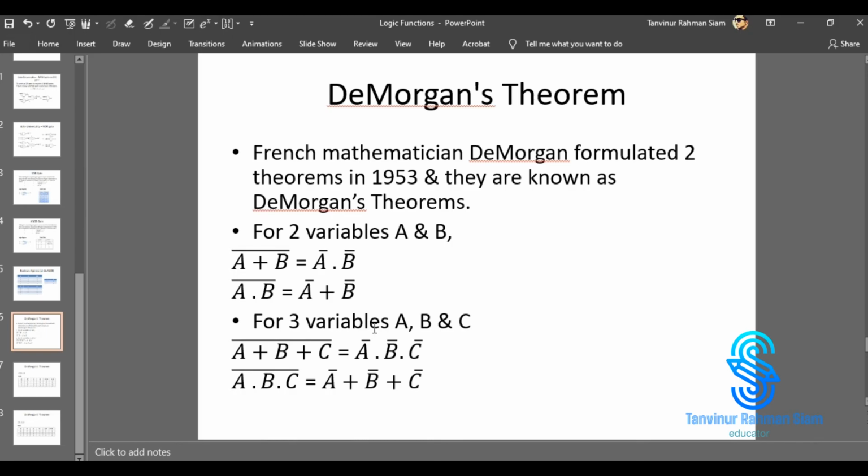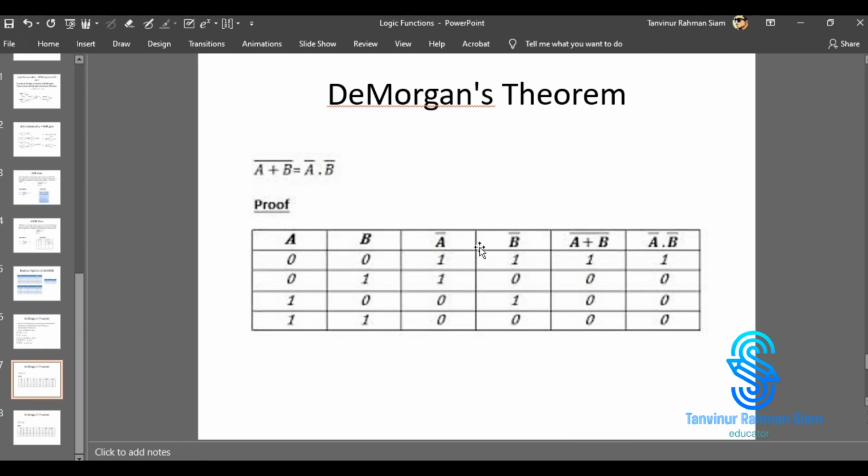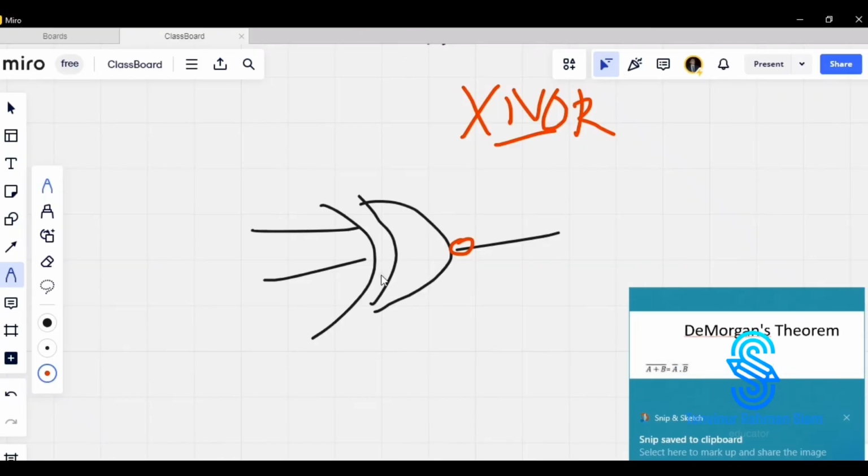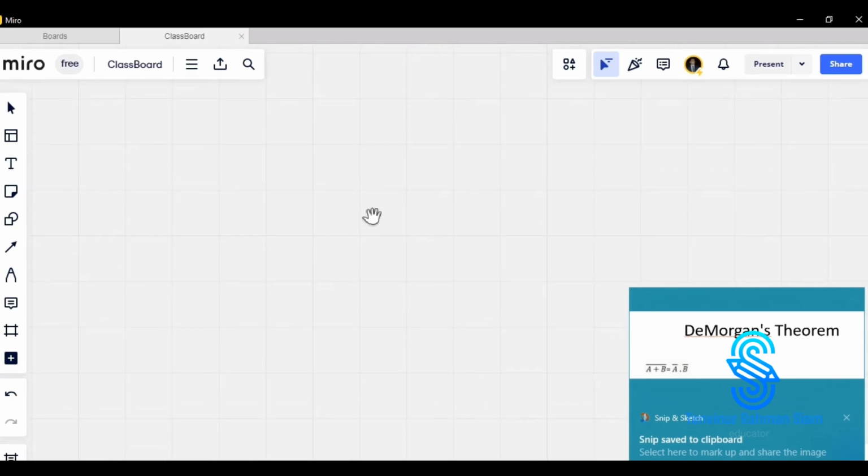What does that mean? In case of 2 variables, we have 2 inputs, that is A and B. We have 2 inputs, so that's why they are named 2 variables. And in case of 3 variables, that means we have 3 inputs here, or we can give 3 inputs for our calculation. Okay, let's solve it. We will move to the solve part.